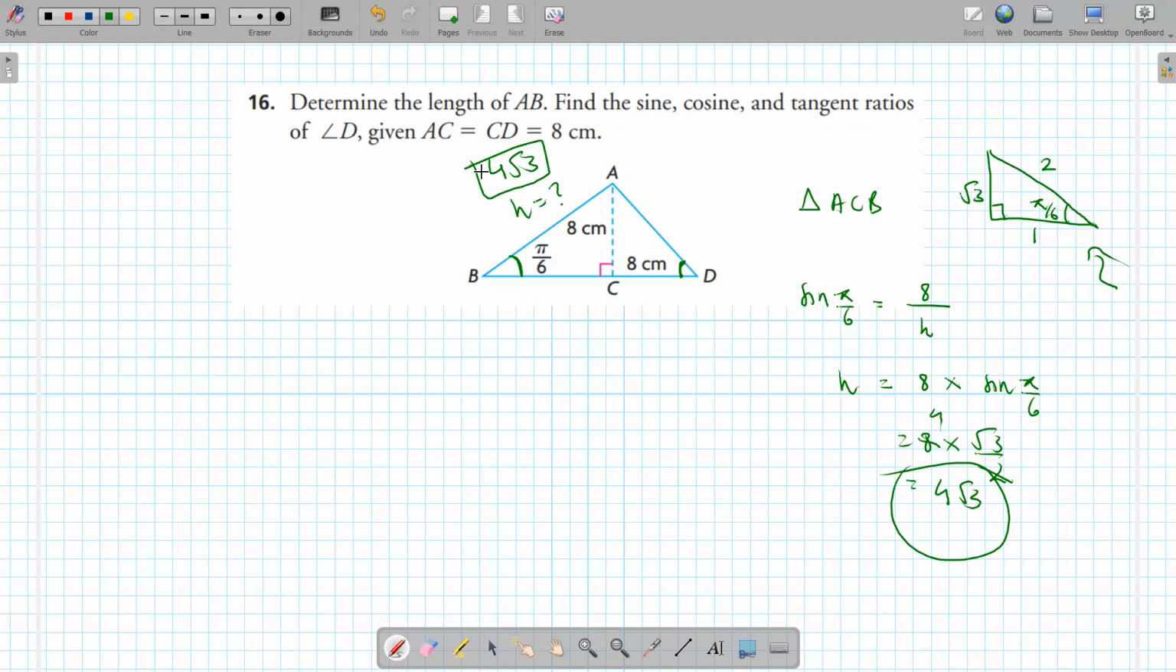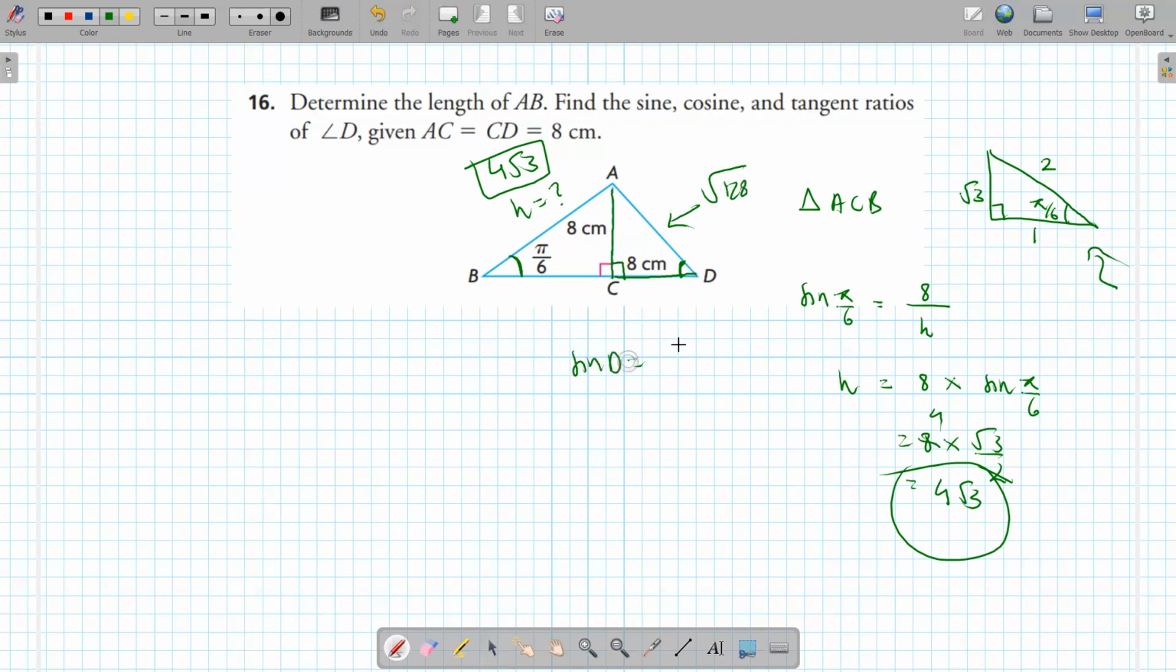What else does it say? It says find the sine, cosine, and tan ratios of angle D. We need to find this hypotenuse. We know this is 8. We know this is 8. How do we find the hypotenuse? We're looking at this hypotenuse now. It's the square root of 128. Yeah, that is right. So now we have everything.